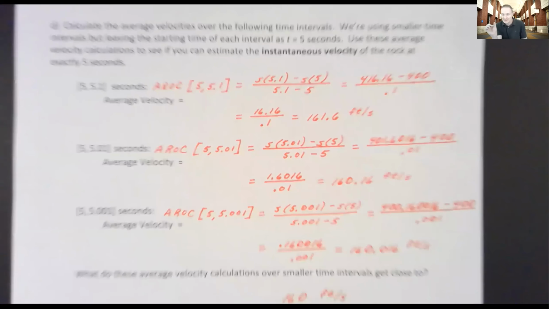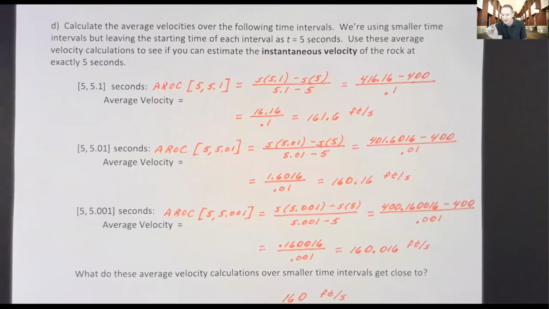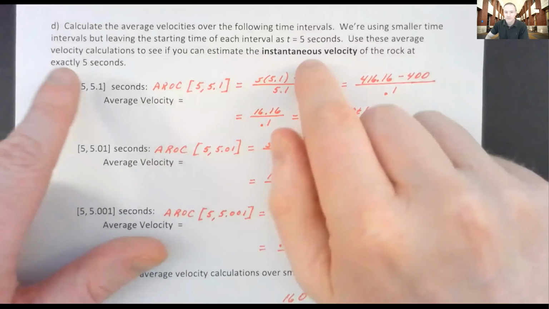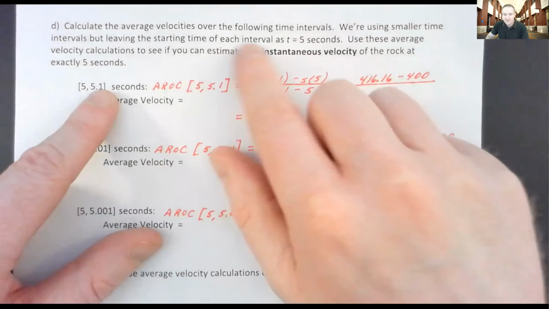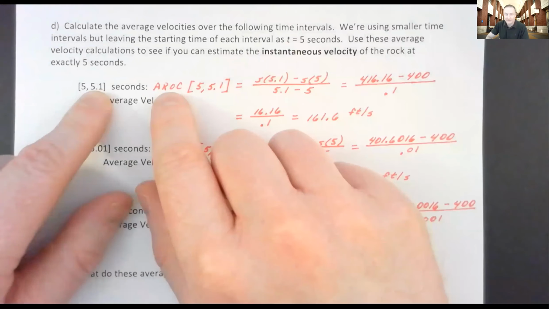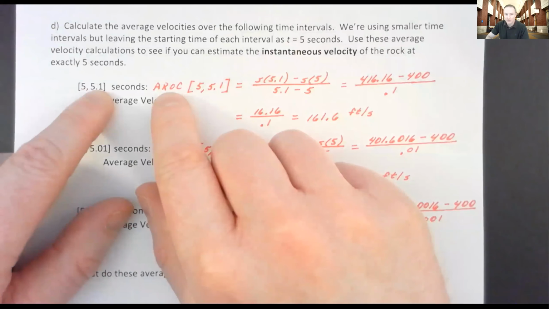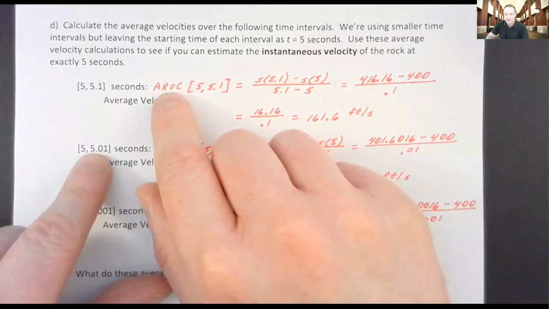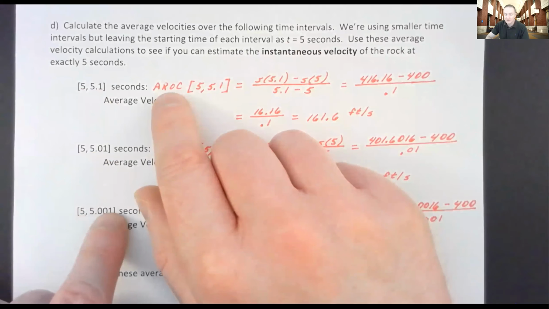If I can make that time differential small enough, then that average velocity can get extremely close to approximating the instantaneous velocity at any certain amount of time. So notice what I do. If I want to know what the instantaneous velocity is at 5 seconds, then I'll find the average velocity from 5 to 5.1. I'll find the average velocity from 5 to 5.01. And I'll find the average velocity from 5 to 5.001.